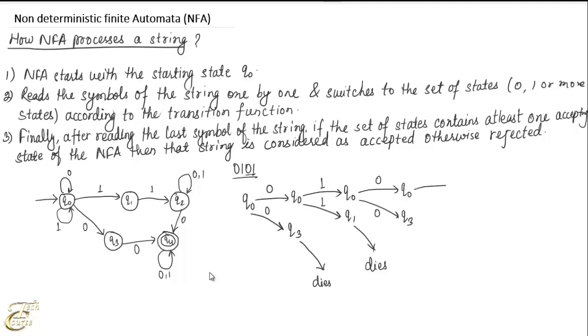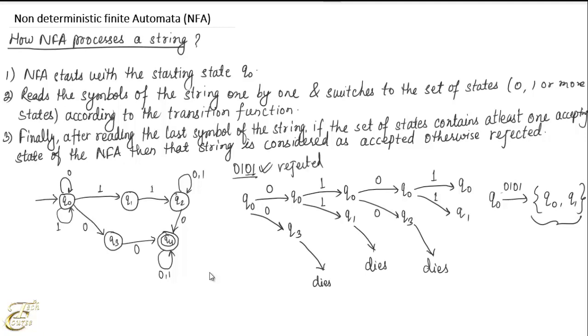So reading 1 in Q0 state either leads to the state Q0 or may lead to the state Q1. Similarly, reading 1 in Q3 state does not have any transition, therefore it dies. As we see, after reading the string 0101 from Q0 state, the machine finally reaches the states either Q0 or Q1. Since this set does not contain accepting states, this string is rejected by our NFA.